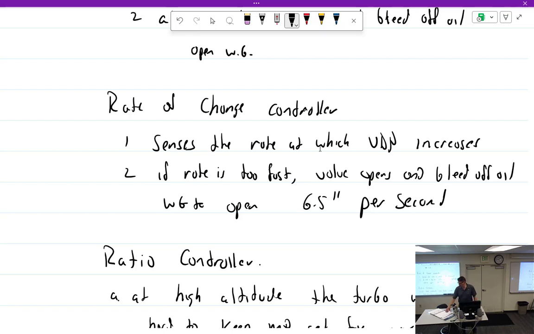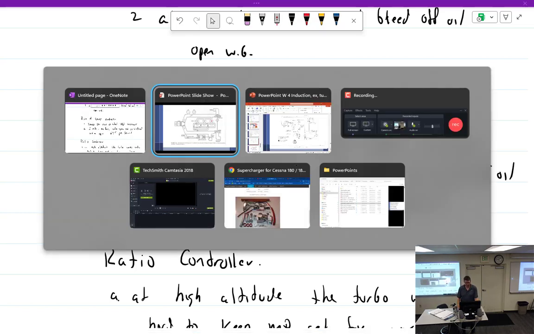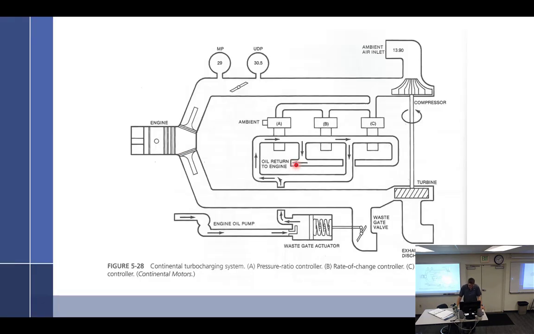So if I went through all my notes through the whole system here, and I wrote, let's see. Oops, we're on page 23. There we go. Okay, so engine off, wastegate spring loaded to the open position, turbo's off. When the engine is started, oil pressure sent to the wastegate closes and spools up the turbo. Upper deck pressure and manifold pressure increase until the absolute pressure controller opens. So according to my notes, absolute pressure will be the first one to open.